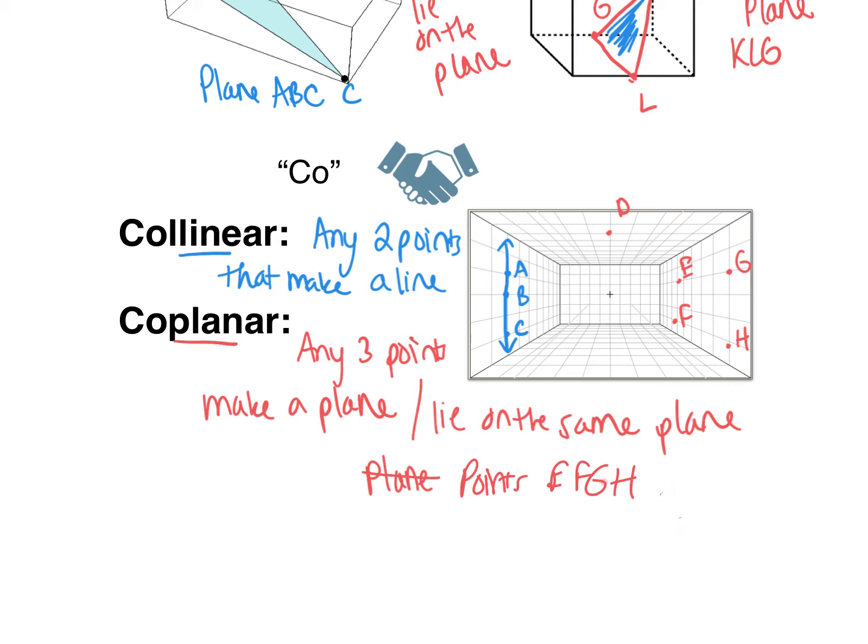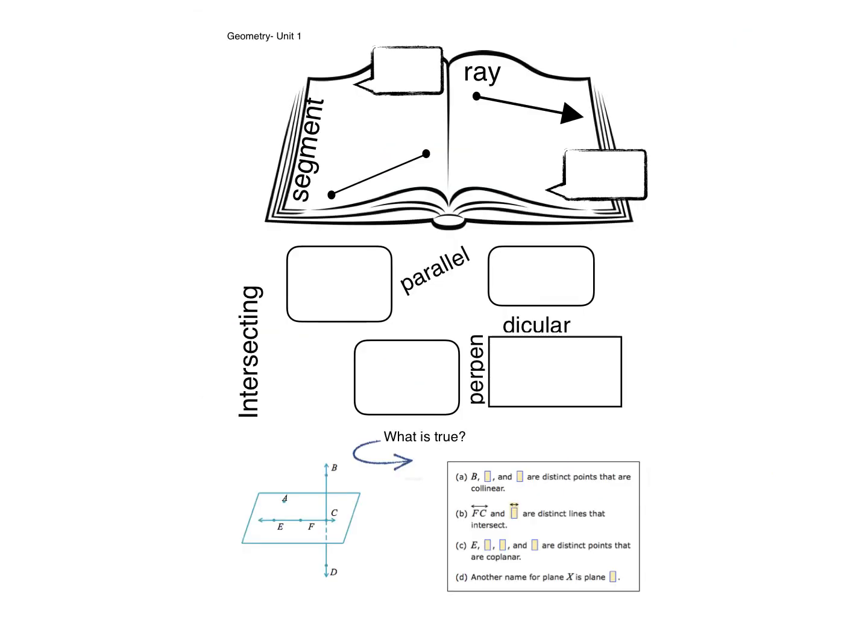But similarly, you would say points E, F, G, and D would not be coplanar because D does not lie on the same plane. So remember, in order for something to be coplanar, it has to lie on the same plane. In order for something to be collinear, it has to lie on the same line. Okay?